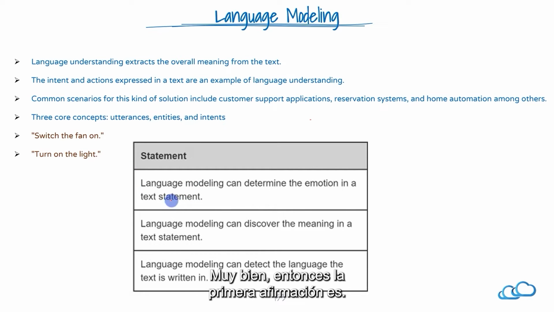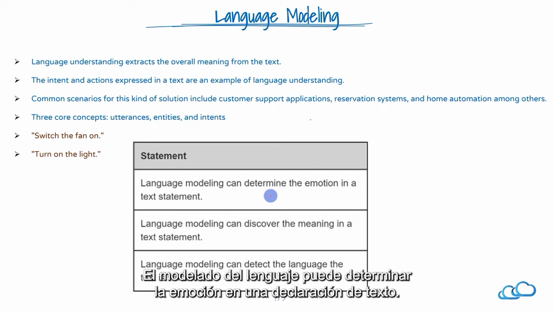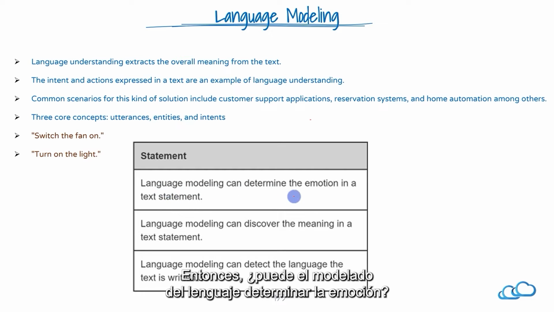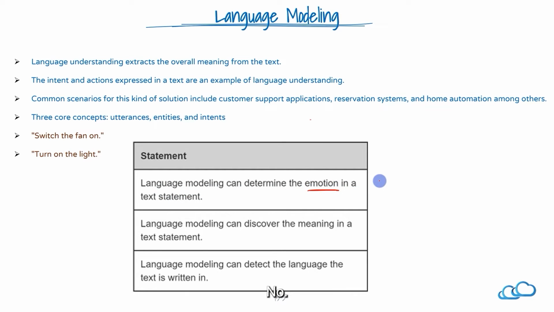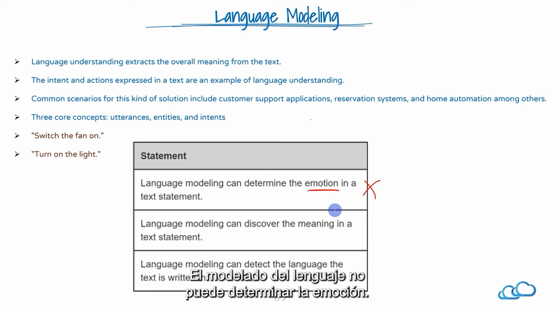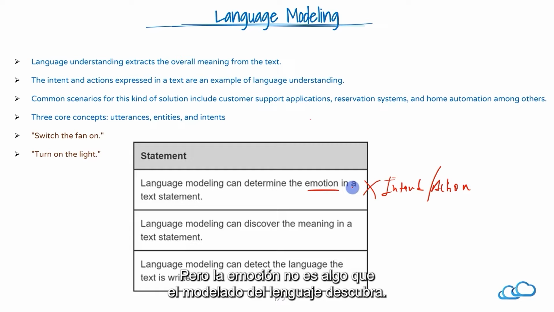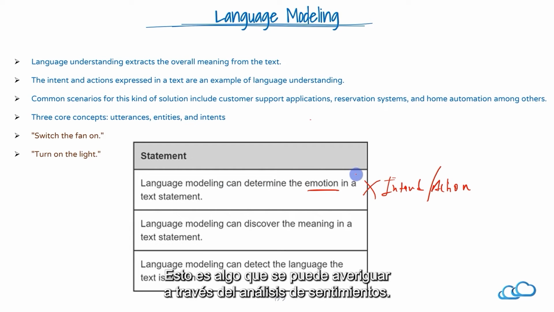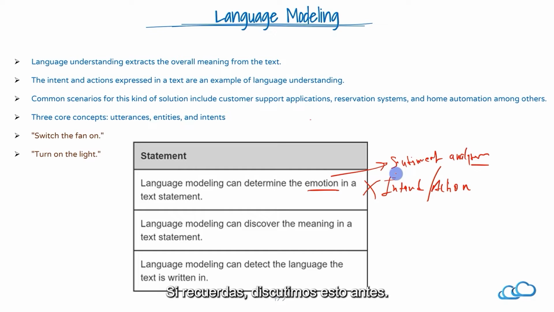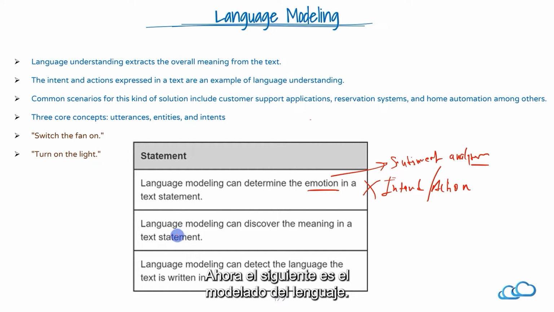All right, so the first statement is: language modeling can determine the emotion in a text statement. So can language modeling determine the emotion? No, language modeling cannot determine the emotion. Language modeling can determine the intent, can take action, but emotion is not something which language modeling figures out. This is something which can be figured out through sentiment analysis. If you remember, we discussed this earlier. So basically this is false, this is wrong.